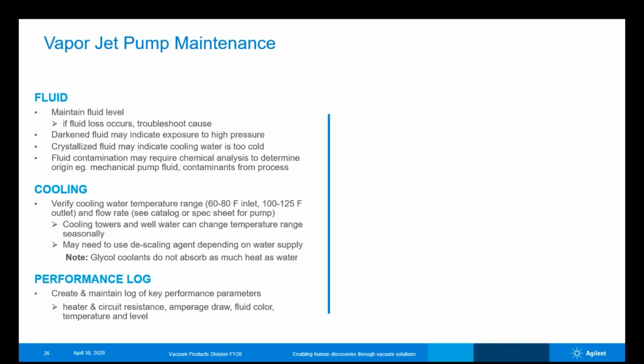We want to make sure that the water is not too hot and not too cold, and also, as I said earlier, maintain the appropriate flow rates. Fluid contamination I described may require some sort of chemical analysis, and maybe there's a different choice of pump fluid that would be more appropriate for a particular gas process. Cooling water, as I said, is 60 to 80 degrees Fahrenheit inlet, 100 to 125 on the exhaust, and we need to maintain the flow rate. Different pumps from different manufacturers will have different specifications on what that flow rate would be, and we need to make sure that flow is maintained within that.